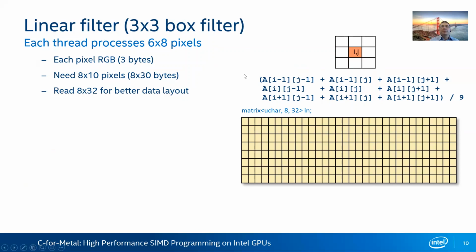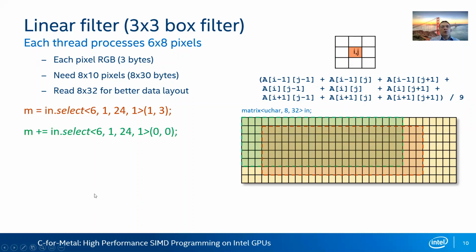For the box filter, we need to read 2 extra rows, one at the top and one at the bottom, and 2 extra columns, one to the left and one to the right. For 6x8 pixels, we need 8x10 pixel values, which is 8x30 bytes. For efficient data layout and efficient memory reads, we read in 8x32 bytes. Once the data is read, we select the 6x24 region starting at location 1, 3, which is a[i][j].